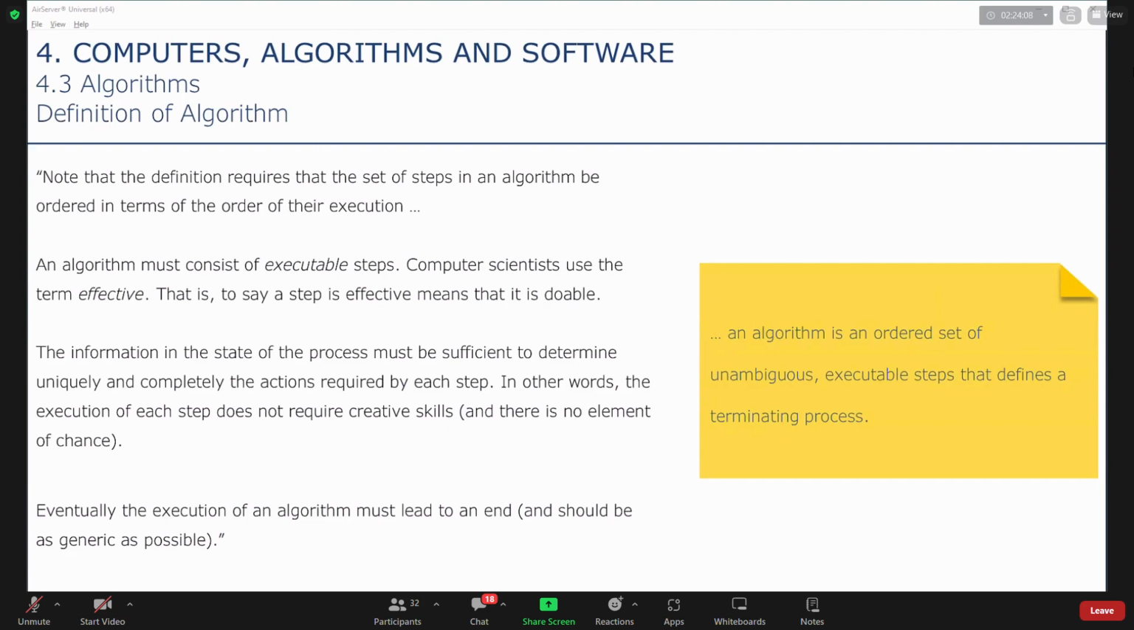The information in the state of this process must be sufficient to determine uniquely and completely the actions required by each step. In other words, the execution of each step does not require creative skills, and there is no element of change. So if you are redoing a certain algorithm, the result will always be the same.